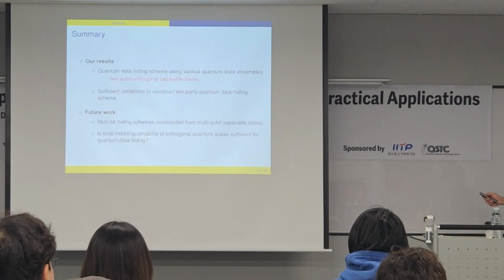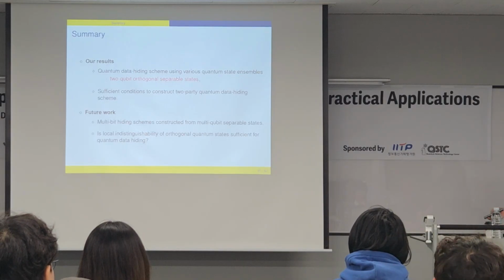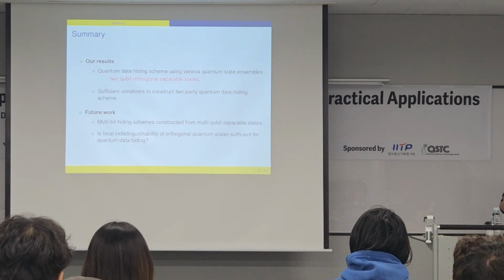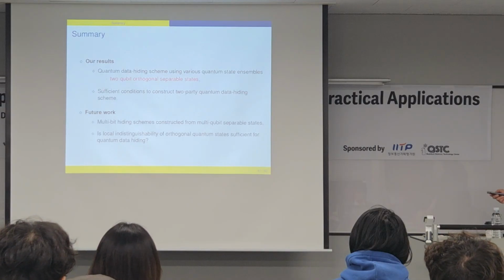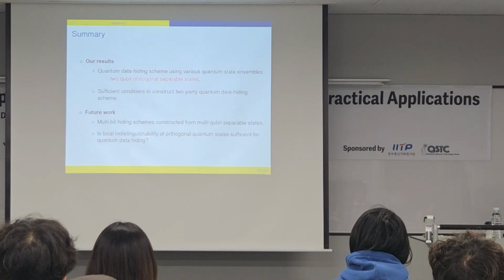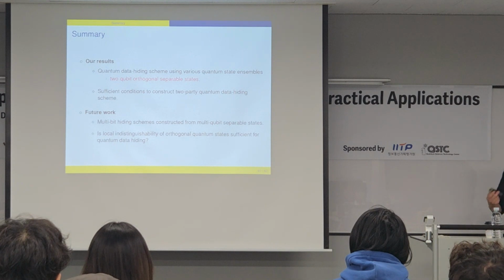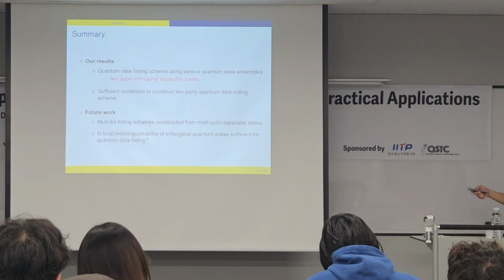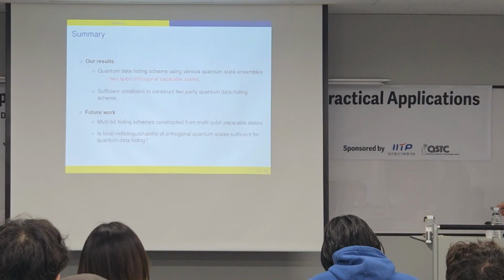So I guess that's it. To summarize, we have constructed quantum data hiding using various quantum states, and the latest result is that a two-qubit orthogonal separable state can be used to construct quantum data hiding. That means we don't really need entanglement for quantum data hiding, and we can also use the quantum state with the lowest dimension to construct the quantum data hiding. And this was done by exploring some sufficient conditions for quantum data hiding.